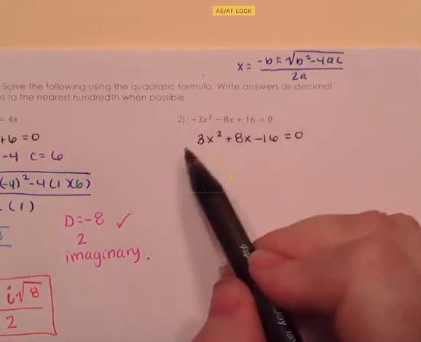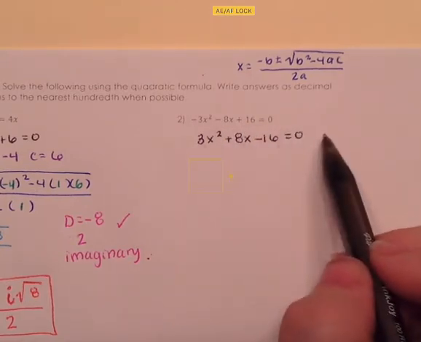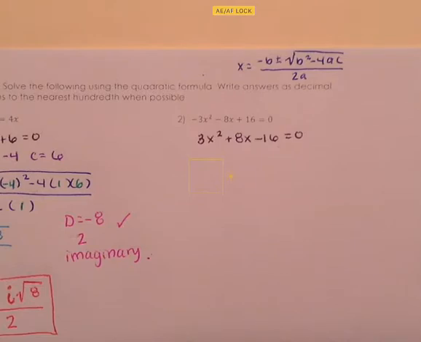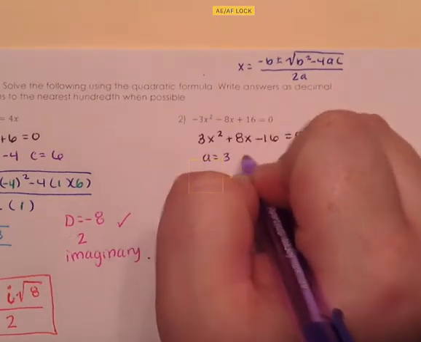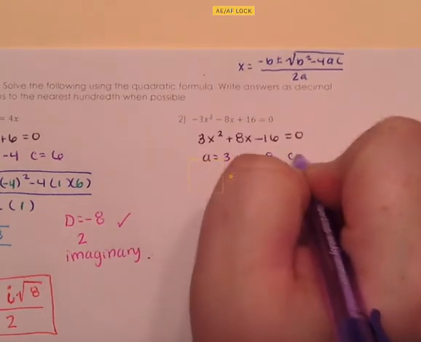Now yes, I could have had the equal to 0 on the left-hand side, but it would be the same thing as having it on the right. Now that it's in standard form, we can find our a, b, and c. A equals 3, b equals 8, c equals negative 16.